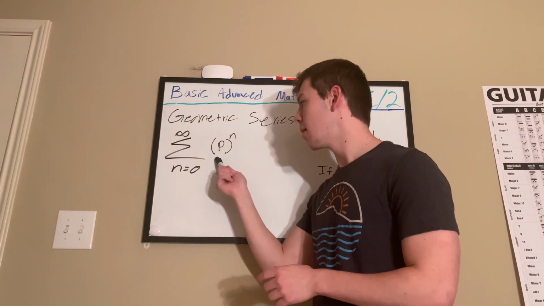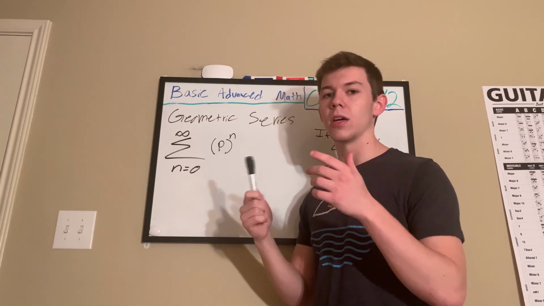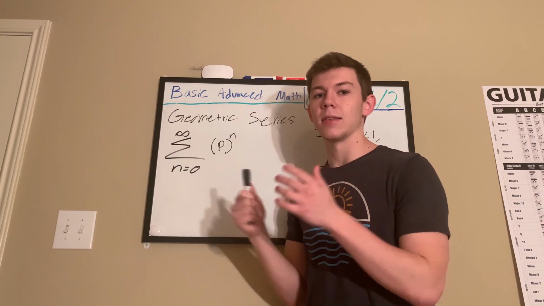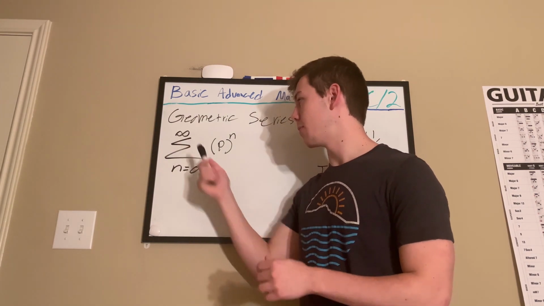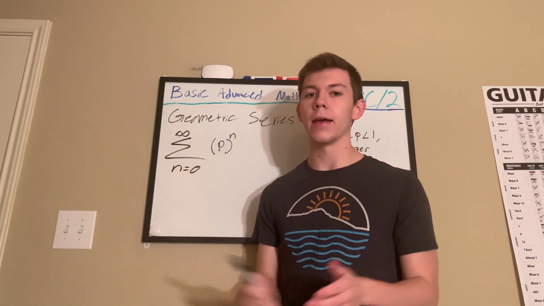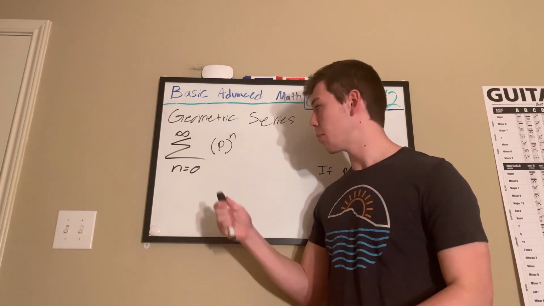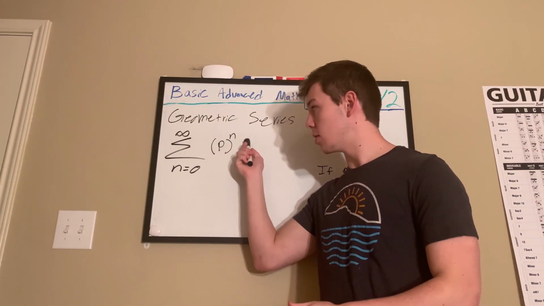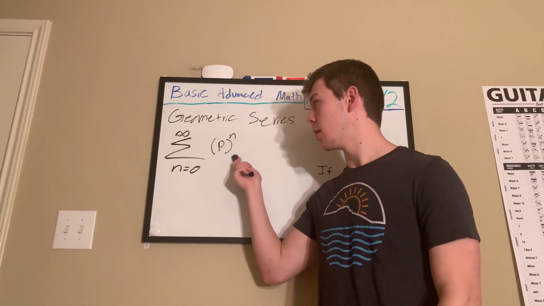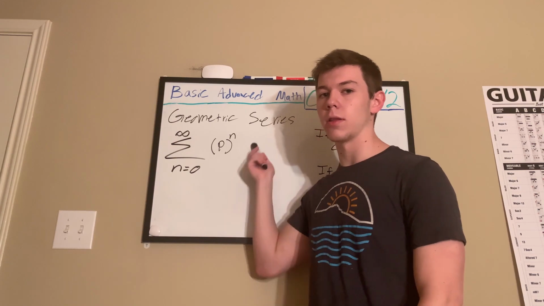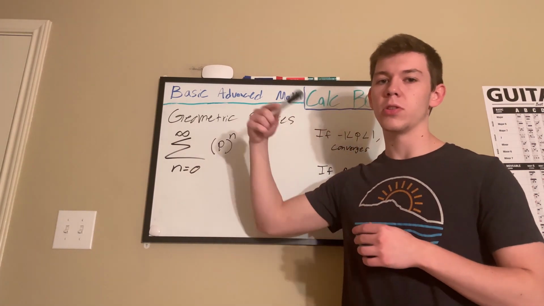So say p, we're going to put in a number. p is always going to be your number. If p is 1/3, then we would say that it's the sum from n equals 0 to infinity of 1/3 to the n. This may seem like a lot going on. It's really not. We're adding the numbers 1/3 to the 0, plus 1/3 to the first, plus 1/3 to the second, plus 1/3 to the third, and so on, keep going to infinity.